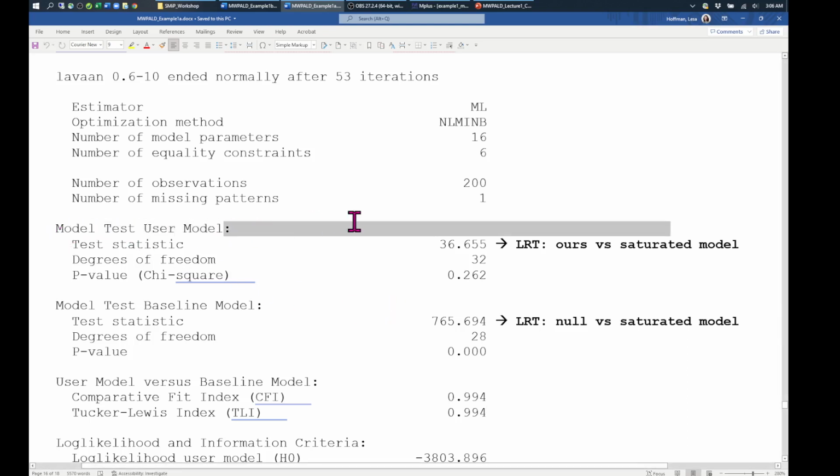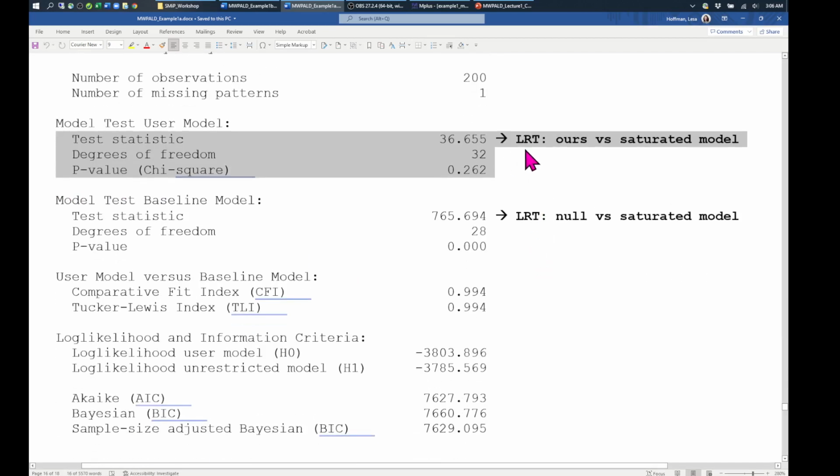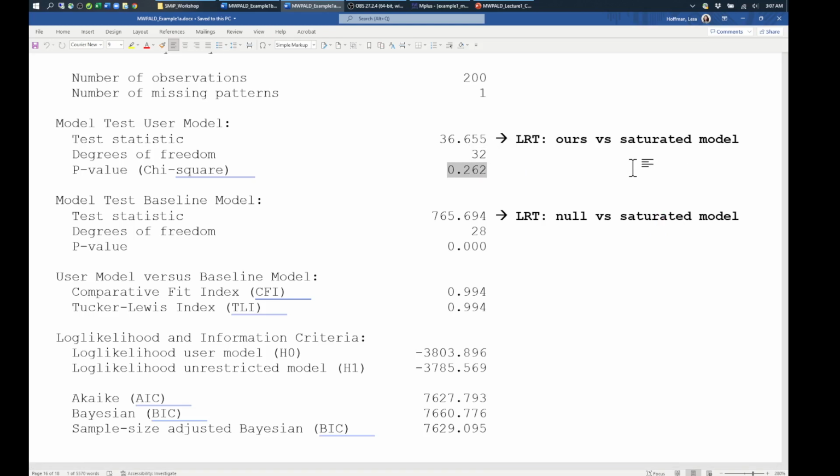So the model test, what we typically call the chi-square test for fit, is a likelihood ratio test comparing the H1 perfect saturated model relative to my H0 model that has fewer parameters. So I have 32 degrees of freedom in terms of things I could have estimated but didn't. And the p-value for this is non-significant, which is good or bad in this context? Good. That means that there is no significant difference between my model and the right answer. And that's because I made up the data. I win.